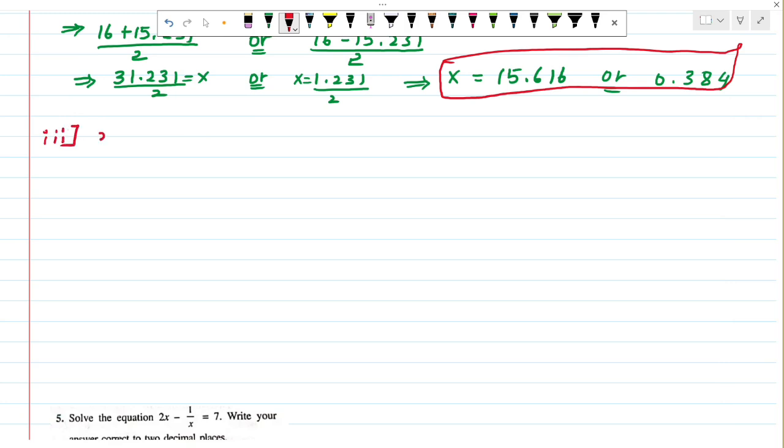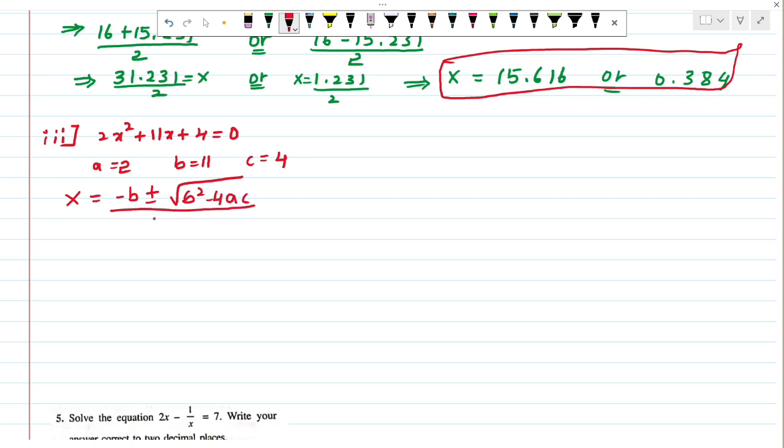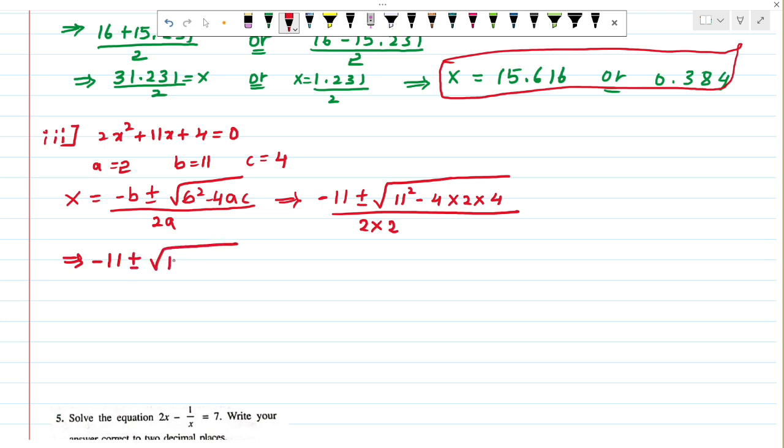So what is the third question here? 2x square plus 11x plus 4 equals 0. So we find the values of a as 2, b as 11 and c as 4, and I'll substitute in x equals minus b plus or minus root of b square minus 4ac divided by 2a. So minus b value is minus 11 plus or minus root of 11 square minus 4 into 2 into c which is 4, divided by 2 into a which is 2. So this becomes minus 11 plus or minus root of 11 square, which is 121, minus 32, divided by 4. So this becomes minus 11 plus or minus root 89 divided by 4.